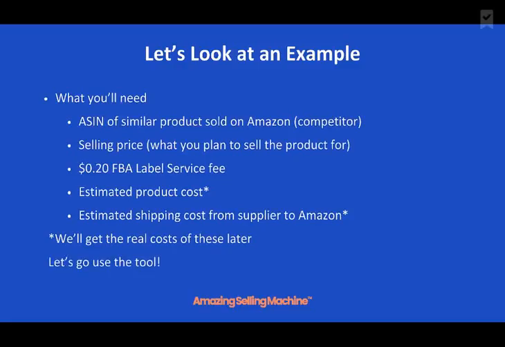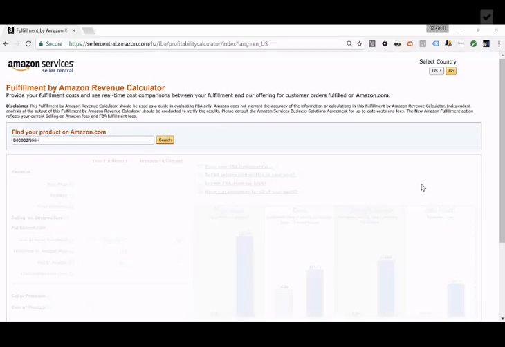So let's actually go in and use that tool right now. So here I am on the Revenue Calculator tool. You can see up here I have my market selected. I'm in the US right now. If you're in one of the European marketplaces, you would Google for the European version, or Japan or India. You'd also Google that. It will take you to your own version of this, but they all work exactly the same. Over here is where you would type in the ASIN of the product if you know that.